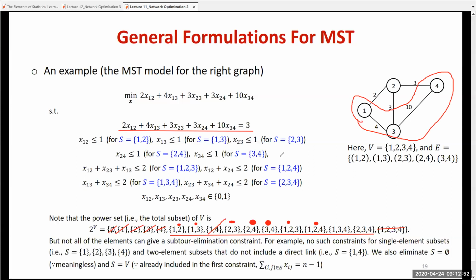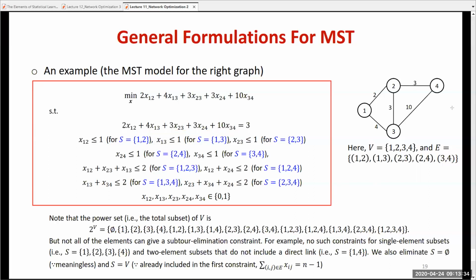Okay. And the final one is x234, where 234 is here. How many edges are included? I have x23, I have x34, and I have x24. The sum of them should be less than or equal to 2. And here we go, this constraint. And finally, of course, do not forget the integer constraints, which is everything is in 0, 1. And here we go. That is the MST formulation. The whole thing here, this is the formulation of my MST for such a small graph.